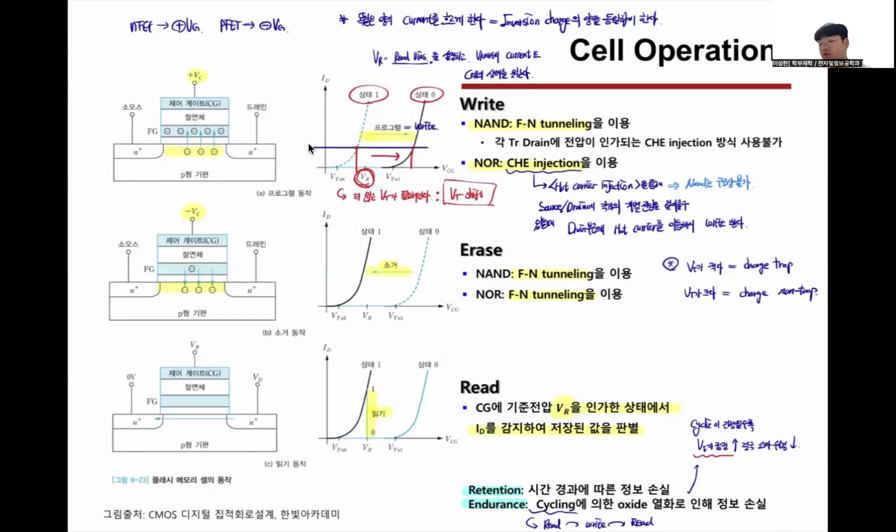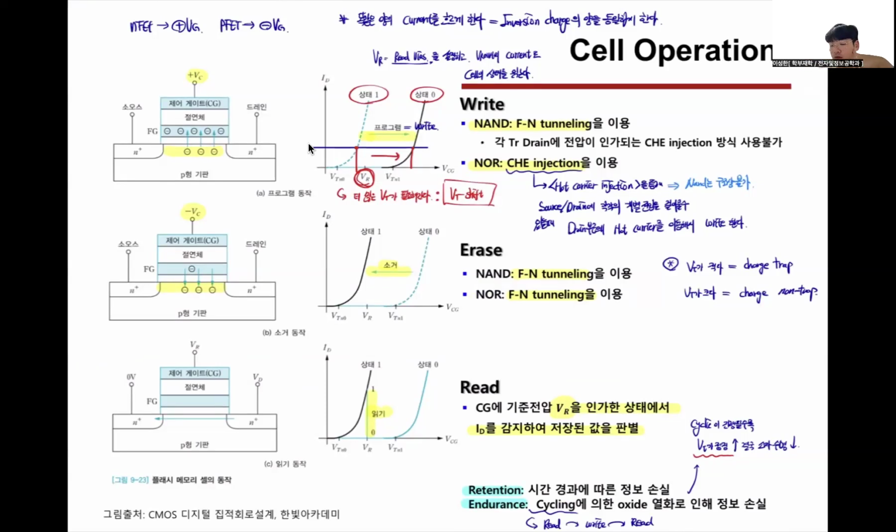So we can use hot carrier injection. But in NAND, the cells share the same channel, source, and drain, so we can't control this bias. So we use Fowler-Nordheim tunneling.